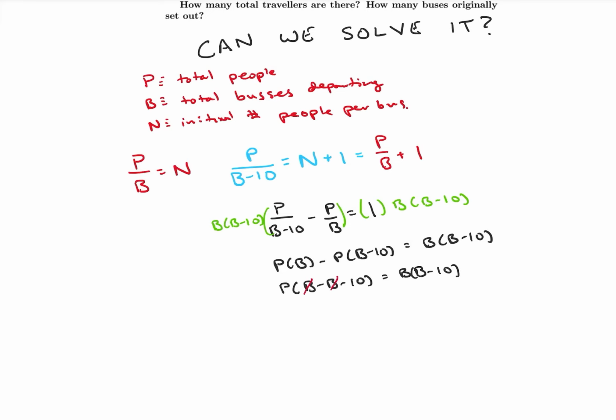We're going to get P times B minus 10 is equal to B times B minus 10. A couple things happen there. This is going to be plus 10, negative, negative. So we're going to be left with P equal to B over 10 times B minus 10 in parentheses.